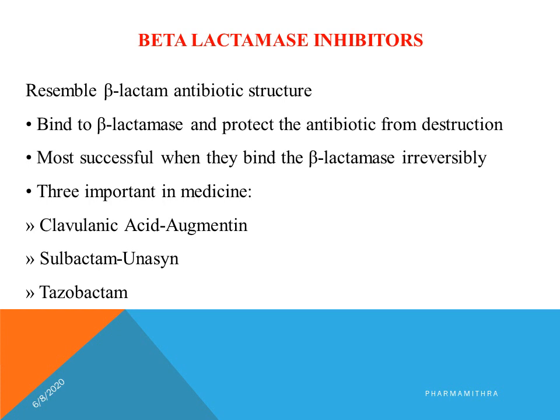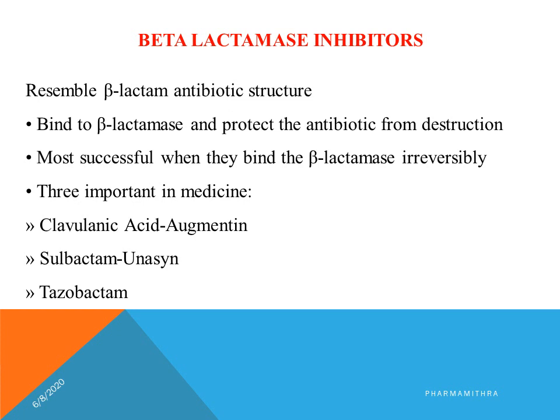Next are the beta-lactamase inhibitors, which resemble the beta-lactam antibiotic structure. 3 important beta-lactamase inhibitors are there. They bind to the beta-lactamase and protect the antibiotic from destruction. First one is clavulanic acid, obtained from Streptomyces clavuligerus, which prevents the degradation of the beta-lactam antibiotic. It is a suicide inhibitor. It is given under the brand name Augmentin, that is the combination of amoxicillin plus clavulanic acid.